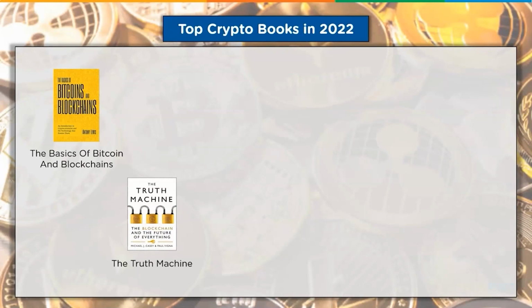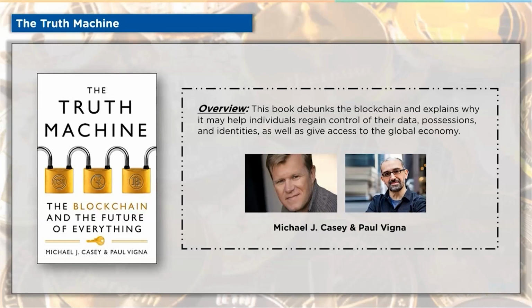Coming to the second book, that is The Truth Machine by Michael J. Casey and Paul Vigna. This book demystifies the blockchain and explains why it may help individuals regain control of their data, possessions, and identities, as well as give billions of previously excluded people access to the global economy and shift the power balance to restore society's faith. This book demonstrates the potential for empowerment when self-interested middlemen give way to the blockchain's transparency, while also exposing the job losses, assertion of special interest, and threat to social cohesion that the transformation will bring.